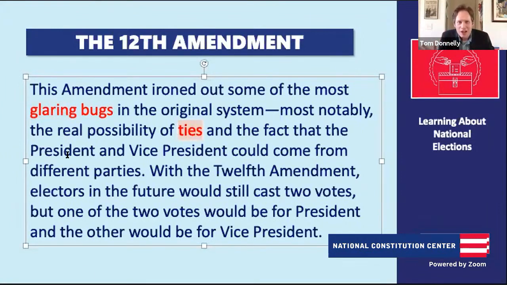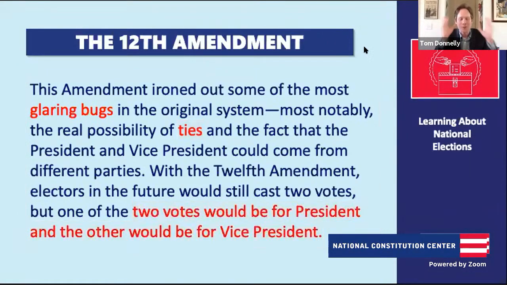The big change is that the electors still get 2 votes, but 1 vote goes specifically for president and 1 vote goes specifically for vice president. And so this is really trying to avoid that problem of Thomas Jefferson and Aaron Burr from the same party getting the same number of votes, resulting in conflict between the 2 of them.